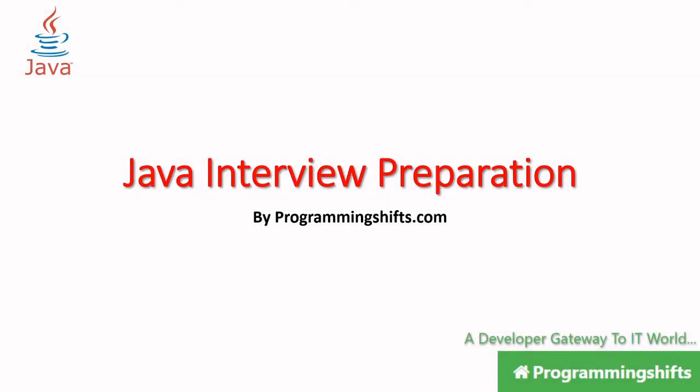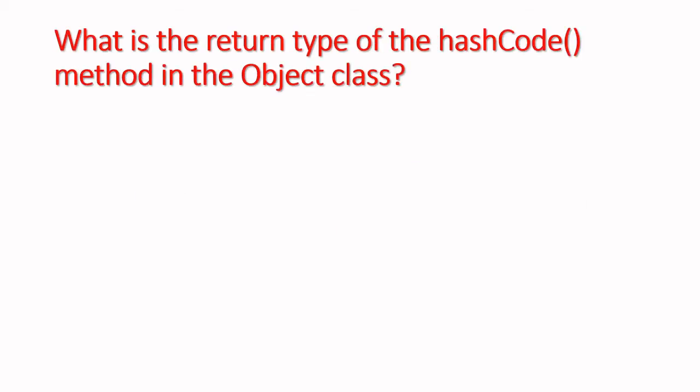So we are going to learn a new question that Java developers generally get stuck on in the interview room, right? So what is the question? The question is: what is the return type of the hashCode method in the Object class?